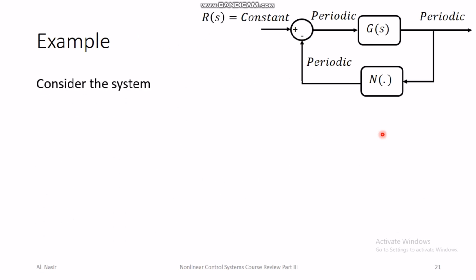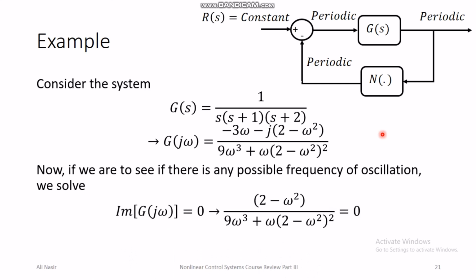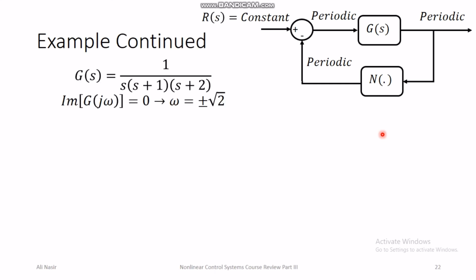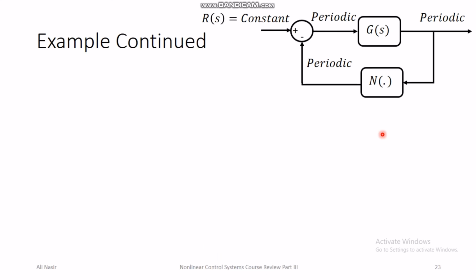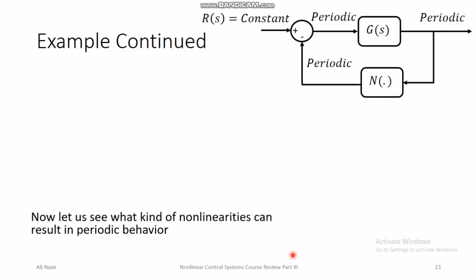And then we look at an example where there is a transfer function, and using the second part of the harmonic balance equation, we find the frequency of oscillation. At the frequency of oscillation we solve the first part of the harmonic balance equation to find the condition under which the magnitude of the oscillation is non-trivial, which is that the describing function should have a value of 6.